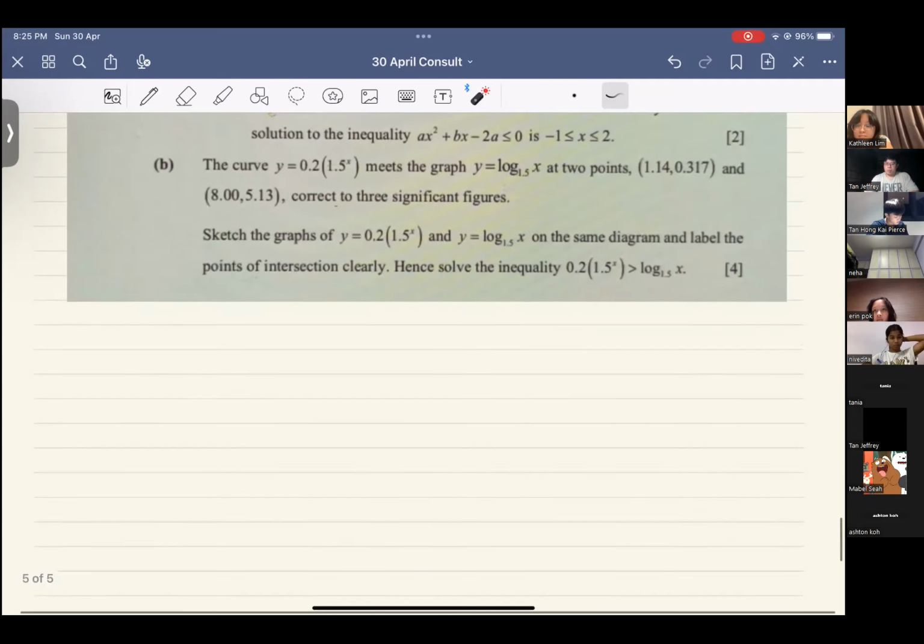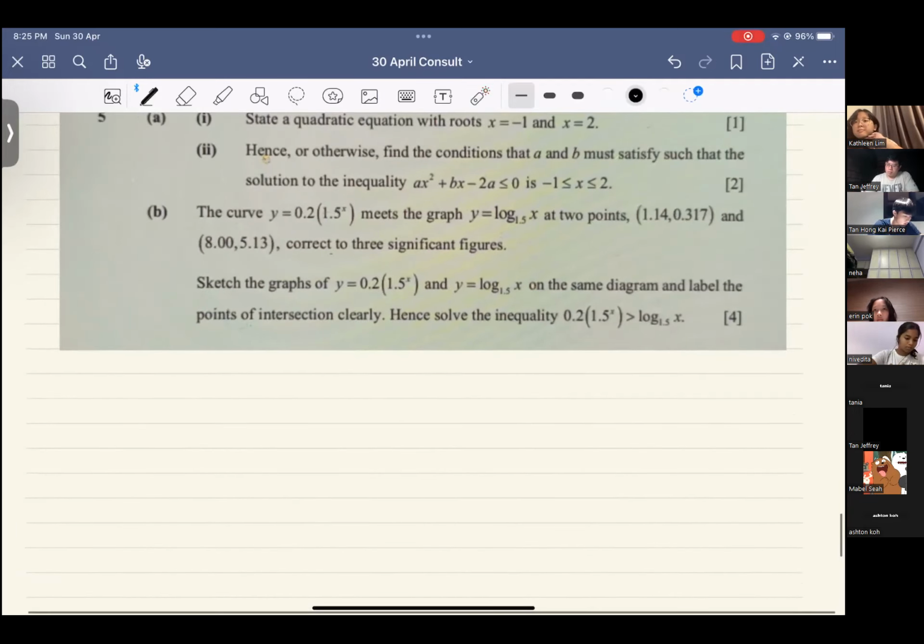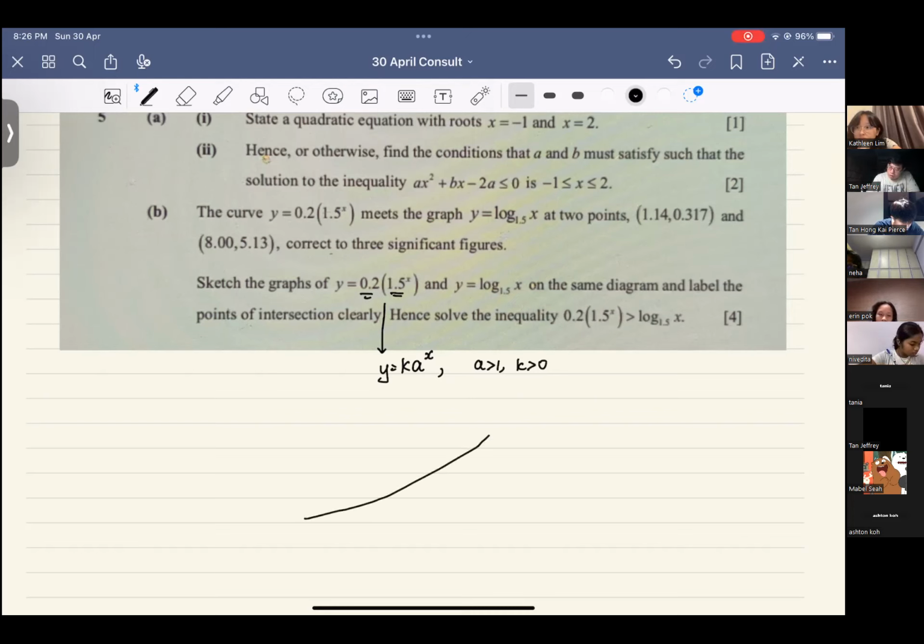So 0.2, 1.5x. If you're looking at your notes, you should be looking at the case of k times a to the power of x, where a is more than 1 and k is more than 0. So the graph is increasing. It's actually exponential. So y equals 0.2 multiplied by 1.5 power x will be climbing upwards.